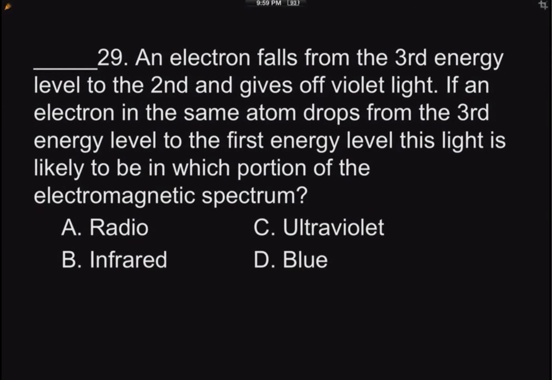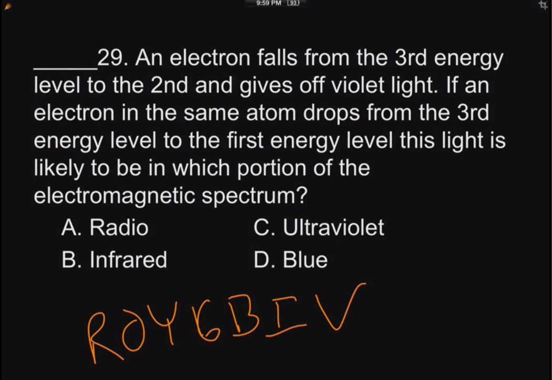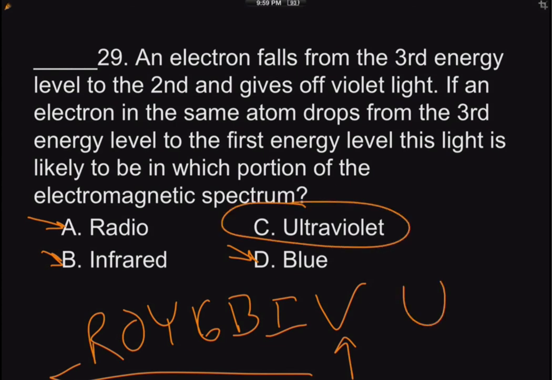If an electron falls from third to second energy level and gives off violet light, and then it falls from the third to the first level, what kind of energy would it give off? Well, violet is the highest part of the visible spectrum, and that's what you got when you got one from 3 to 2. 3 to 1 would give off even more energy because there's a bigger difference. So radio waves, infrared, and blue light are all below violet on the energy spectrum. So ultraviolet, which is just beyond what we can see on the higher end, would be the highest energy of these choices, and that would be the one to go with.